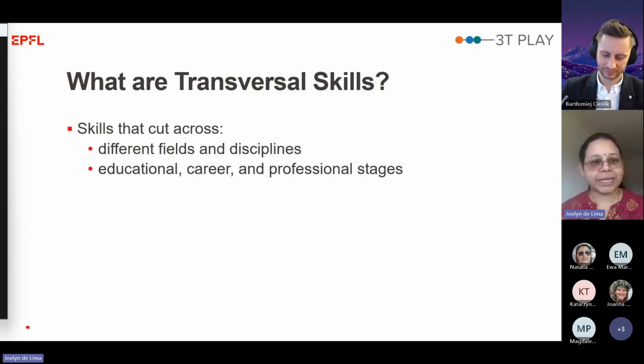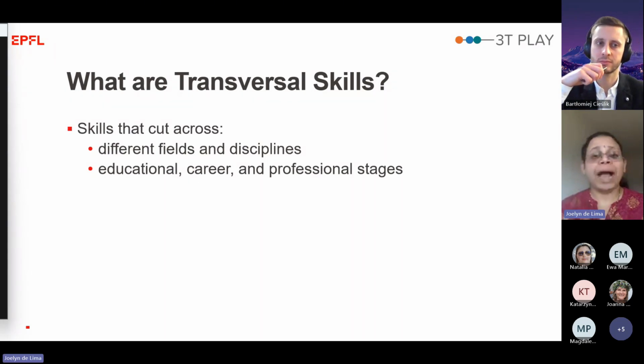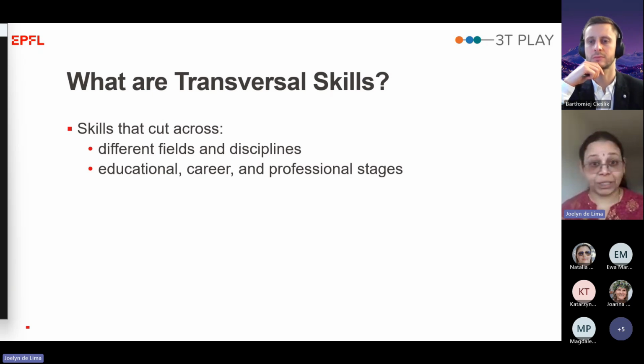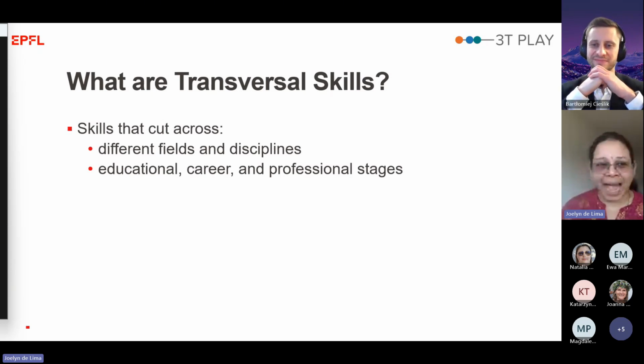Another phrase that is often used is professional skills. However, that might make students think that they only need it when they become professionals, and that is not the case. They need it even when they are students. Another phrase that's often used is 21st century skills. But these skills were just as relevant in the 18th century as they will be in the 23rd. And so we like to use the word transversal.